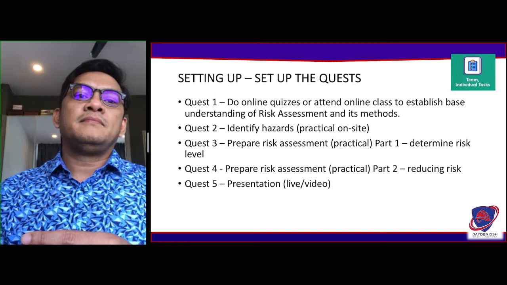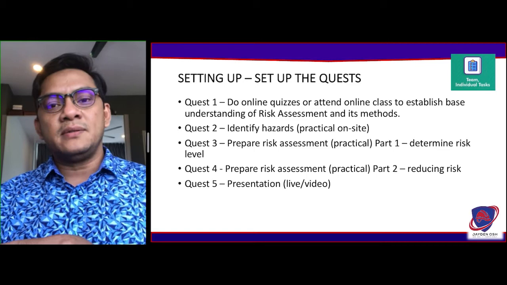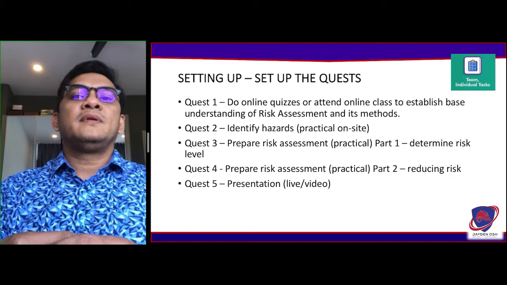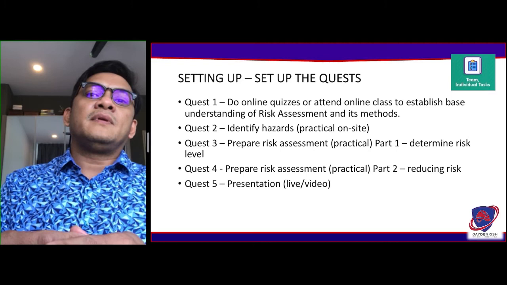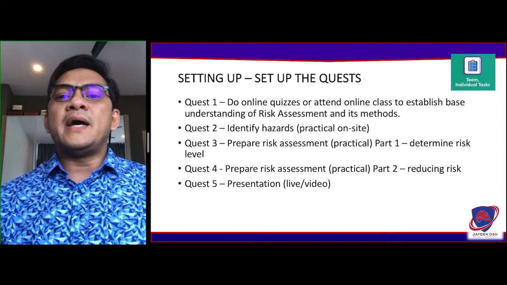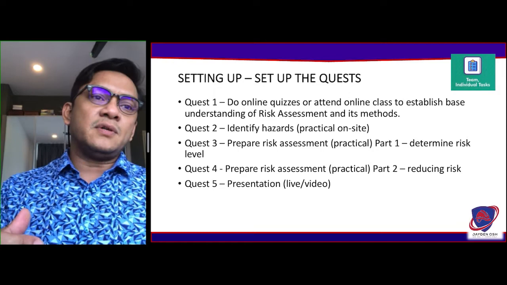For example, people always confuse inherent risk and residual risk. So by doing that activity practically, hands-on, it might be easier for the participant to understand the concept. Likelihood of occurrence is quite complex for people to understand. So by doing a practical, they know what exactly likelihood involves, and what things are involved in determining likelihood, for example.